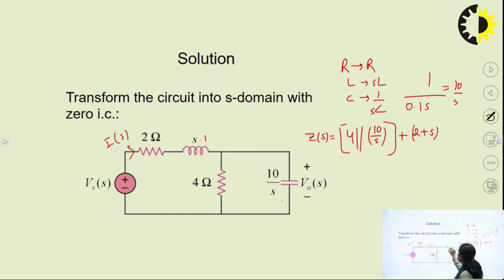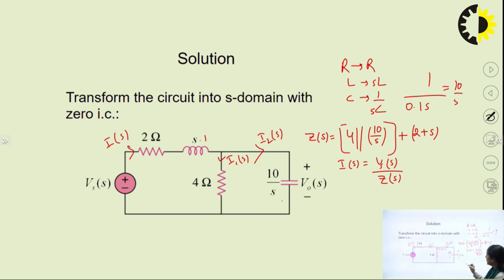Then what is the current here? So this Is will be divided here. Suppose this is I1s, this is I2s. Now Is we can write as Vs divided by Zs. And I2s is Is into 4 by the current division rule, Is into 4 divided by 4 plus 10 by S.